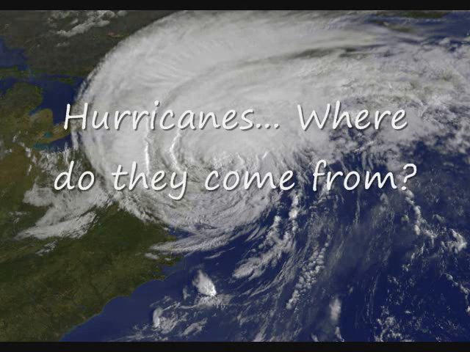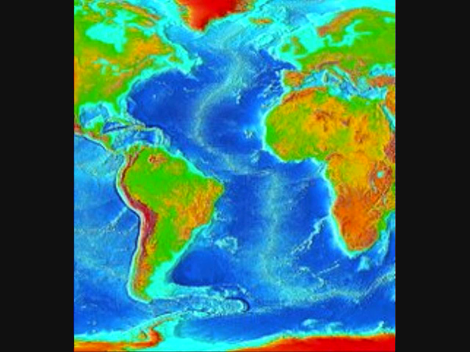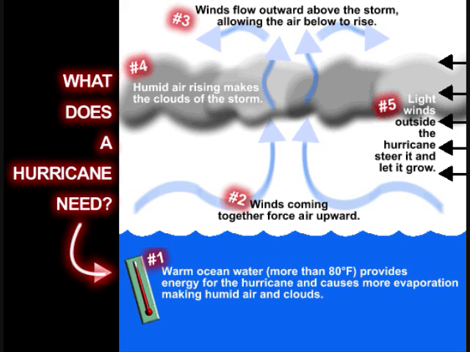Hurricanes are big storms that can cause large amounts of damage to people and property. But where do they come from? Hurricanes begin over the warm waters of the Atlantic Ocean. Low-pressure areas over the ocean cause the warm, moist air over the surface of the ocean to rise. As the warm air rises, it cools, and the moisture condenses, forming clouds.